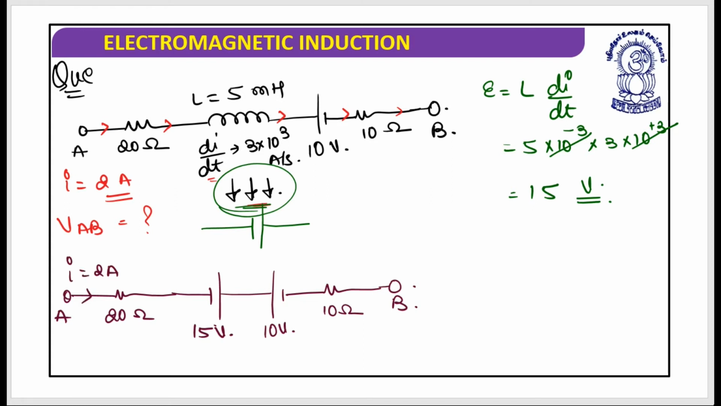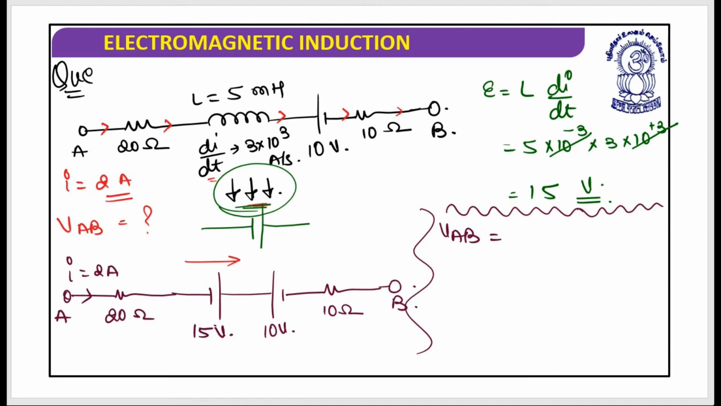So now let's calculate VAB. It's a simple question of KVL, Kirchhoff's voltage law. If we are moving in the same direction as the current, we just add all the IR terms. And whichever battery terminal I meet, I write its polarity. If I meet the positive terminal, I write it positive. If I meet the negative terminal, I write it as negative.